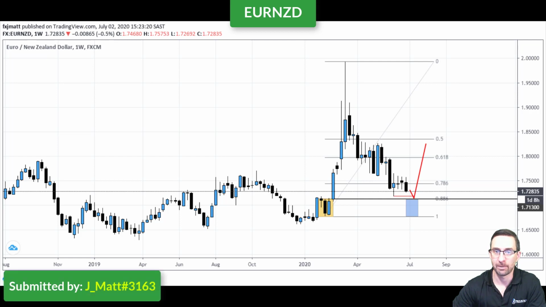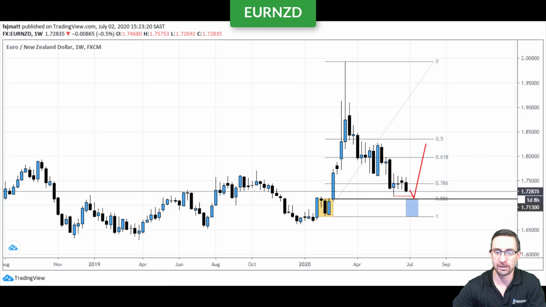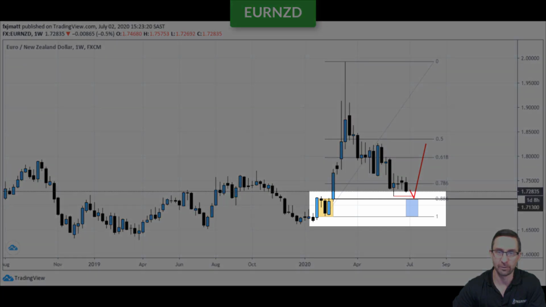As always, I'm just quickly going to run through a few trade ideas with you guys for next week, and I'm going to start us off with the Euro New Zealand dollar. Now this chart was submitted by JMatt in our trading group, and this is a weekly chart. And what is marked off is this weekly order block where he's looking for some longs.